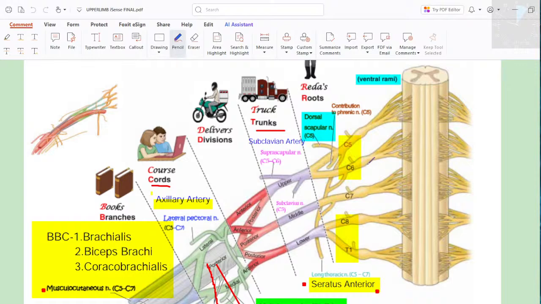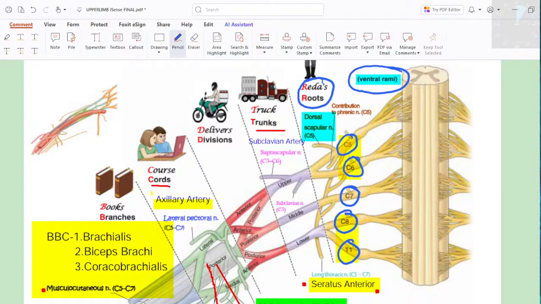Brachial plexus is very common. We have seen even in our medical school. Brachial plexus forms from cervical 5, 6, 7, 8, and thoracic 1. Which rami? Ventral rami of cervical 5, 6, 7, 8, thoracic 1. And all the ventral rami join together to form some. These are the roots. These are the root level.